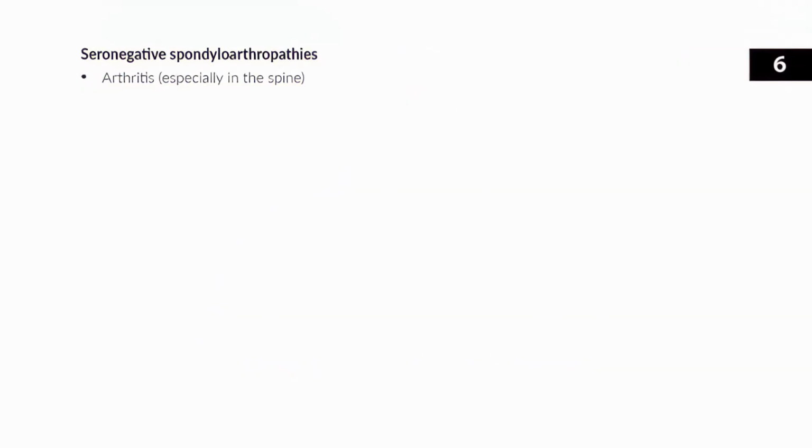Now let's talk about the seronegative spondyloarthropathies, which is a group of disorders that are associated with arthritis, especially arthritis of the spine, which is where the word spondylo comes in. Spondylos is a Greek word for spine. But the rheumatoid factor in these disorders is negative. With rheumatoid arthritis, you have that positive rheumatoid factor, but not with the seronegative spondyloarthropathies. And these disorders have a strong association with HLA-B27.